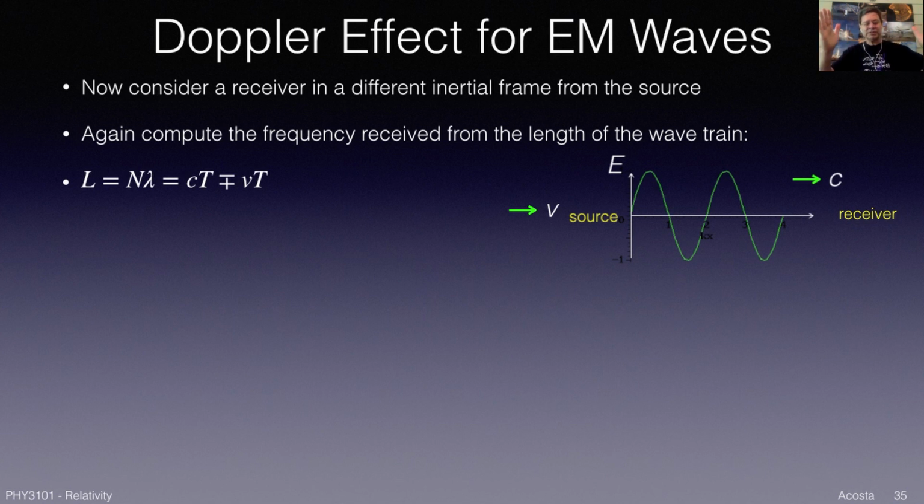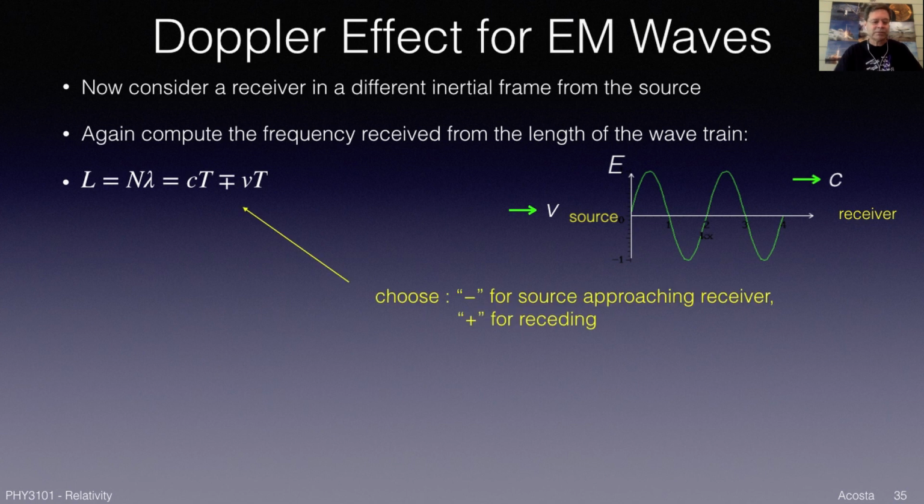It's not ct, but it's ct minus an extra amount, which is the velocity times time, if the source is moving toward the receiver. So it's minus v times t for that total length. If the source were moving the opposite direction, to the left, then I would choose plus, because now the wave train is being extended. Okay? So you choose the minus in this expression for the source approaching the receiver, and the plus if it's receding, moving away from the receiver.